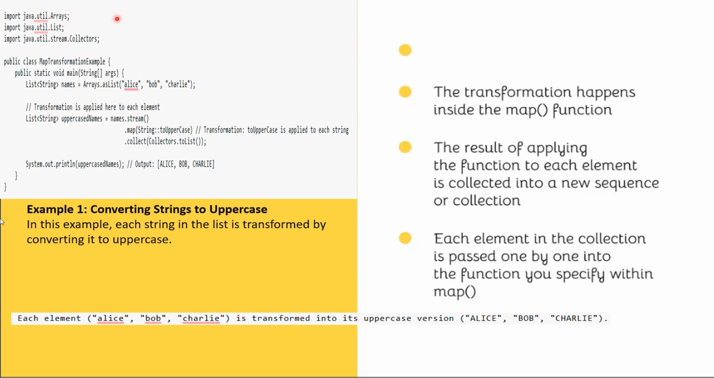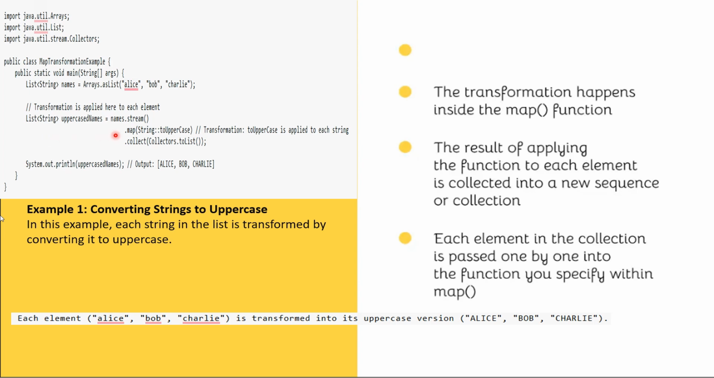As you know, first they import Arrays, List, and the Stream Collectors. Next, this is the class name, MapTransformationExample. And next, it is public static void main. This is the main method. And next, this line creates a list of strings called names and initializes it with the values Alice, Bob, and Charlie. Arrays.asList is used to create a list from an array of strings. The result is a List<String> containing three names in lowercase.